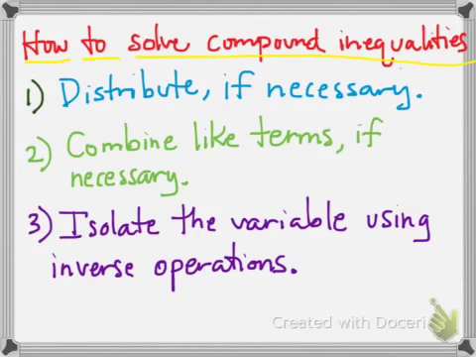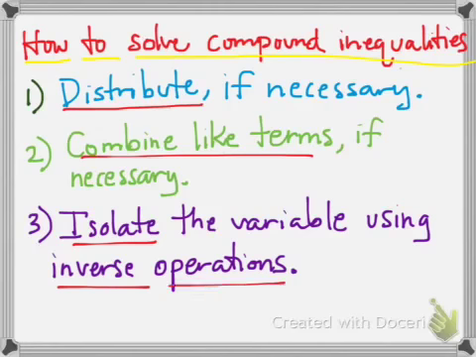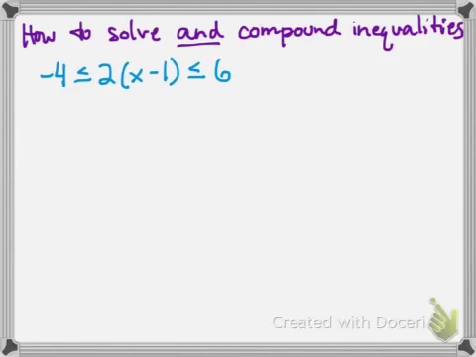So how to solve compound inequalities when there are actual numbers? First we have to use our knowledge of solving one-step, two-step, and sometimes multi-step inequalities. First we have to distribute if necessary, then we combine like terms if necessary. Then our goal is to isolate the variable using inverse operations. So let's do an example together of how to solve "and" compound inequalities.